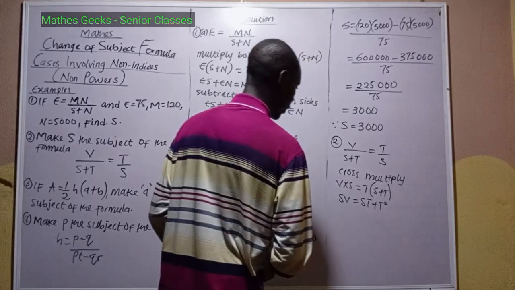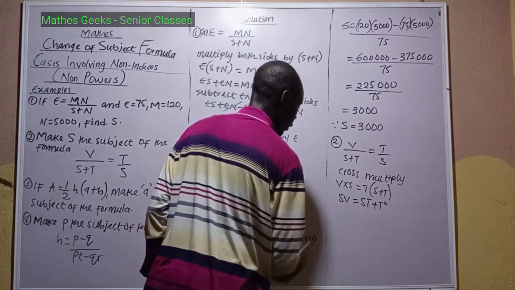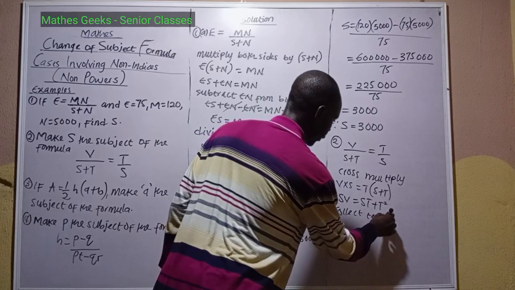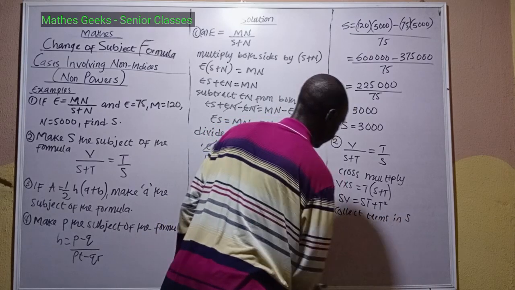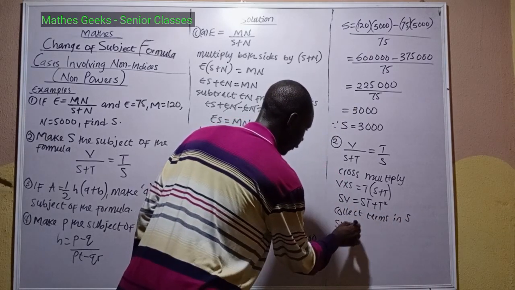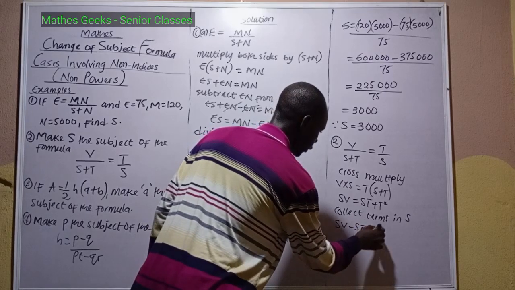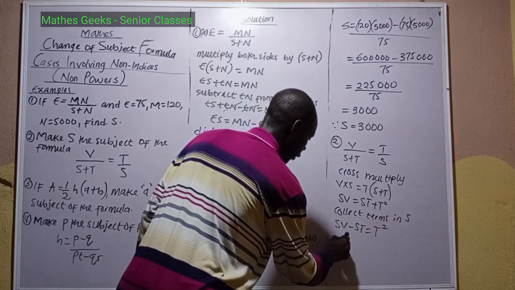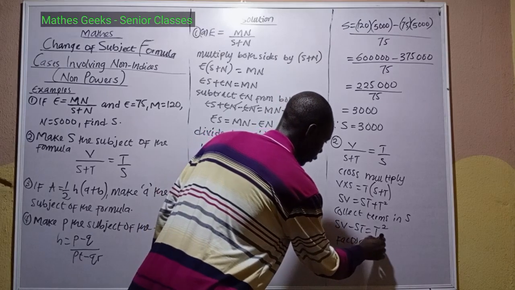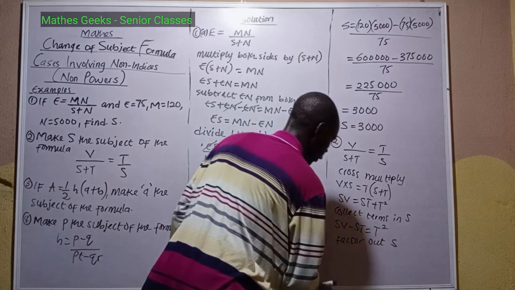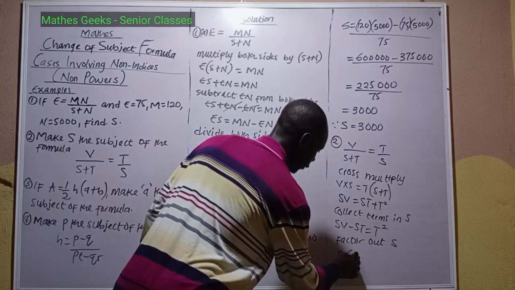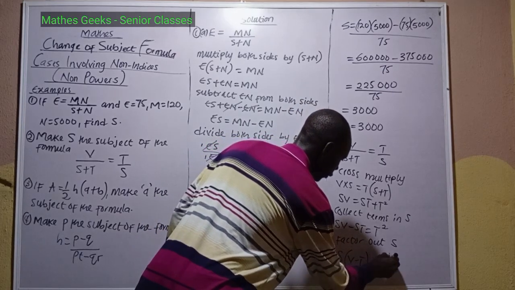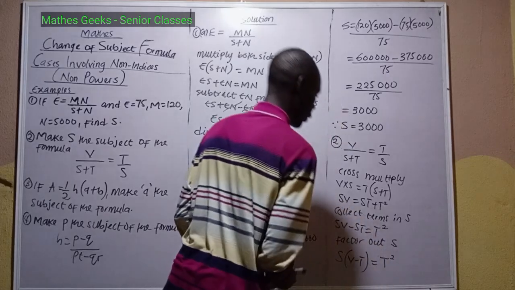Next thing is to collect terms in S because we are going to make S the subject of the relation. So SV minus ST is equals to T squared. And then factor out S. So S times V minus T equals to T squared.